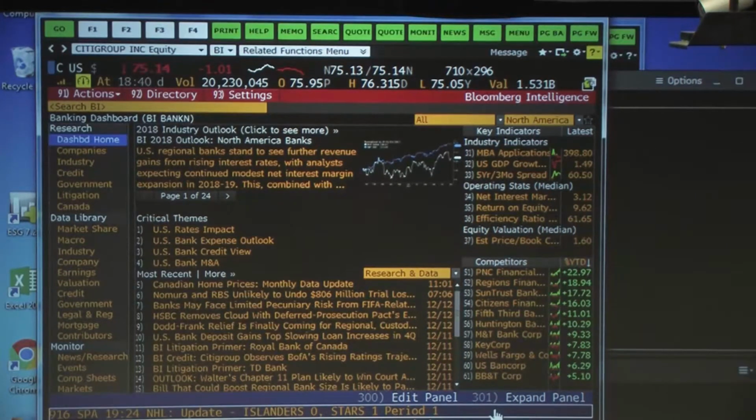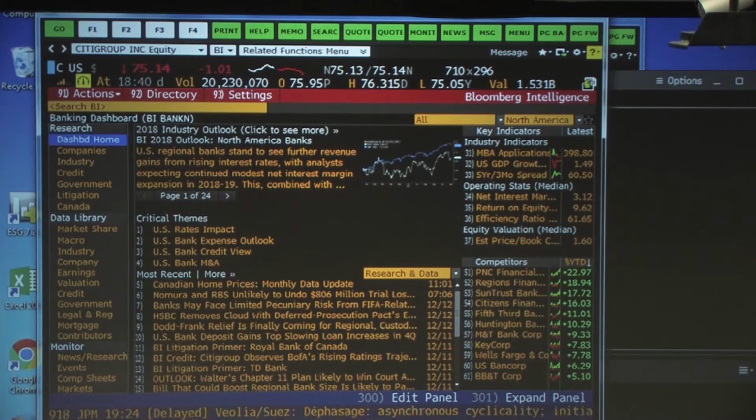You can see year-to-date earnings. You can see news that's going on. You can see what the highlights of the industry are, and then you can see a whole bunch of information about that industry on the left-hand side. You can see the companies.